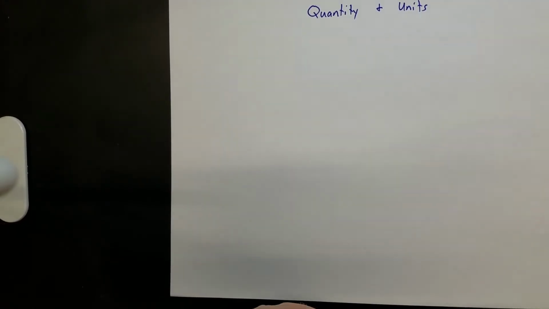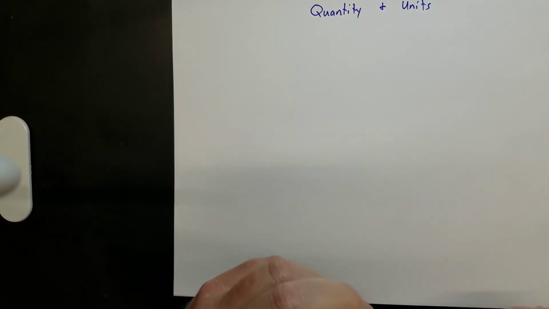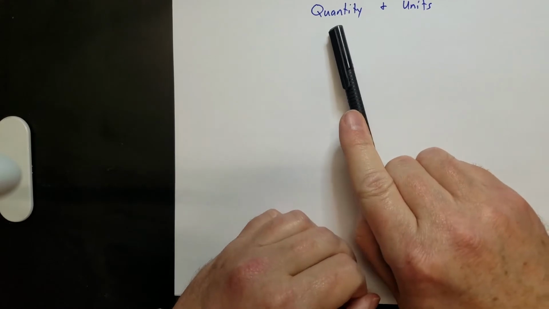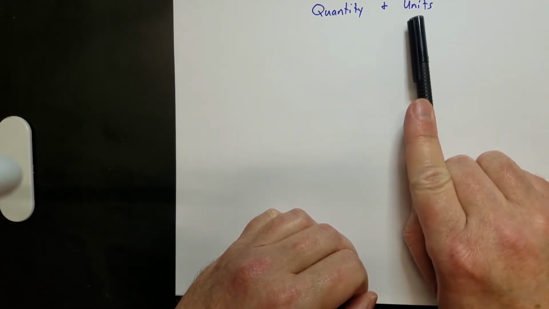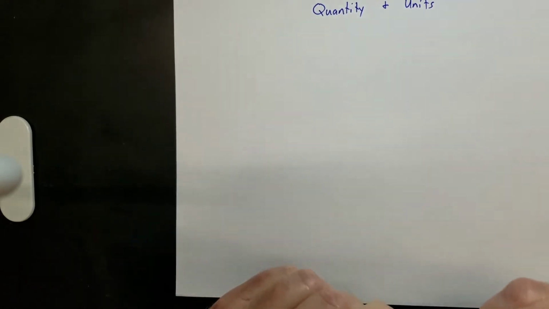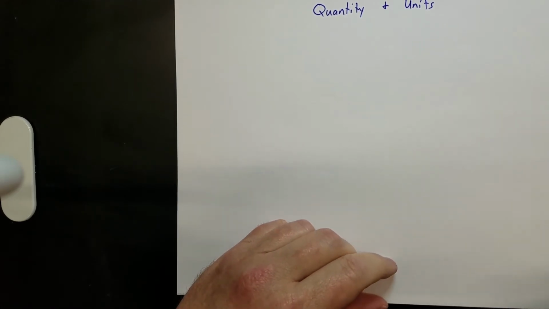Okay, let's talk about the difference between quantities and units. For us, a quantity is what we're measuring, and the unit is what we're measuring that quantity in. So let's look at some examples. Let's think about what's something we can measure.